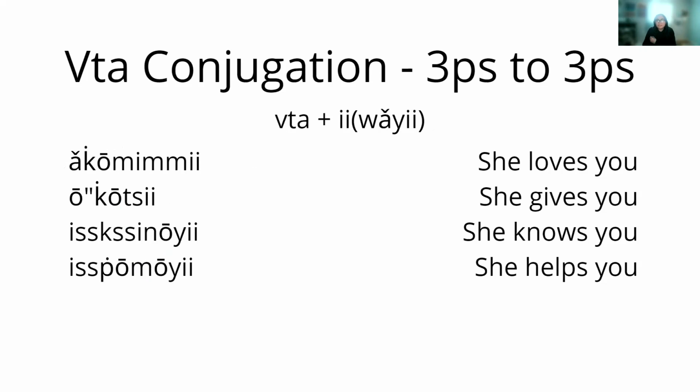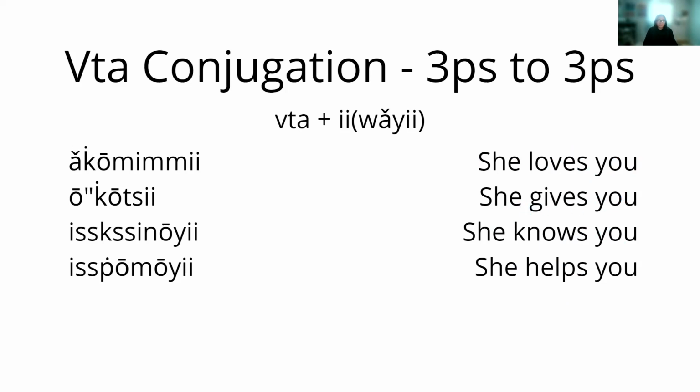And then third person singular to third person singular. So him to him, her to him, whatnot, him to her, her to him, is she to him. It would just be the verb and then this E, and then this YE is not necessarily pronounced as we've seen in other formats. It's the silent YE. So for instance, I messed up again, I'm so sorry. It wouldn't be she loves you, it'd be she loves him or she loves her. She gives him, she knows him. She helps him, or she helps her, she knows her, she gives her.